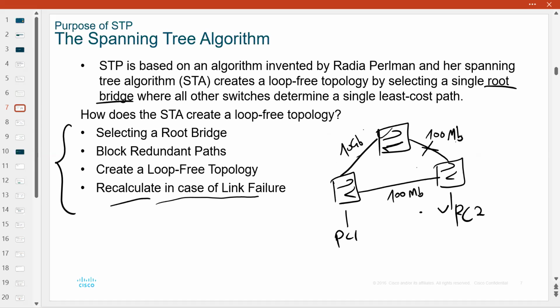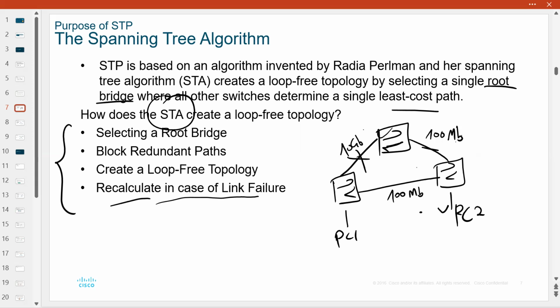It does not make sense to block the fast link in the network. A link with a high speed has a low cost. A low cost means it is more preferable in a network. I would prefer my traffic to travel over the link with 10 gigabytes. So the algorithm is responsible for knowing the cost of each link, which is the link speed.